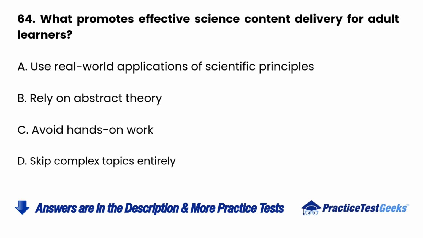64. What promotes effective science content delivery for adult learners? A. Use real-world applications of scientific principles. B. Rely on abstract theory. C. Avoid hands-on work. D. Skip complex topics entirely.